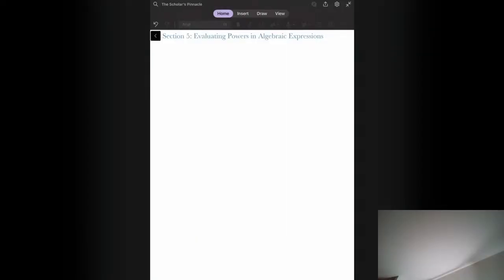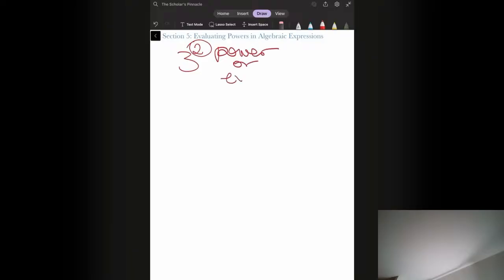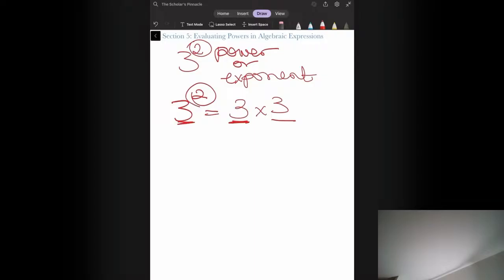Section 5, evaluating powers in algebraic expressions. We have a question: what is an exponent, or what are exponents? Let's take, for example, 3 raised to the power of 2. The 2 right there is the exponent. It's also known as a power. Powers or exponents, right? This can be written out as 3 times 3 because you're multiplying the base 3 by itself twice. And that's indicative of this power or exponent 2.